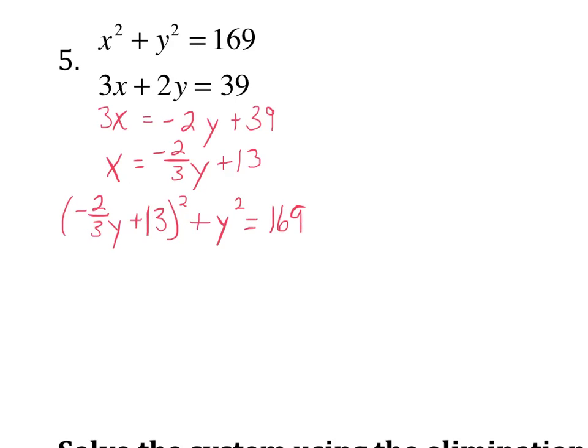So if I FOIL out -2/3 y plus 13, I'm going to get 4/9 y squared. And then -2/3 times 13 would be -26/3. And if you double that, we'll get -52/3.